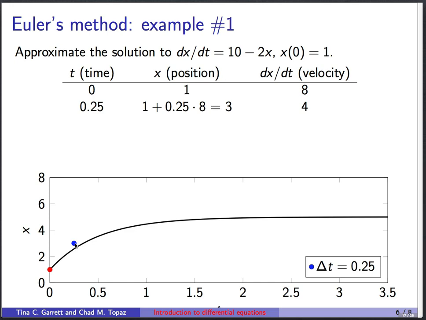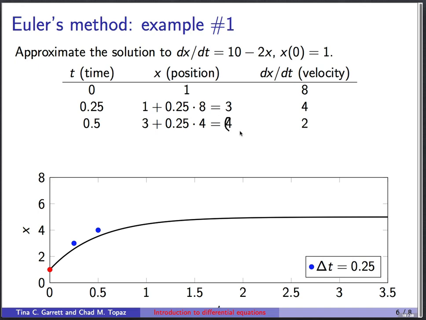Now we're going to repeat this. I'm going to ask, at this new position, what's my velocity? Well, my position is 3, so I plug that into the velocity rule. 10 minus 2 times 3 is 4. Okay, so now I'm driving at 4 miles per hour. And I'm going to drive for an additional quarter of an hour. And if I do that, the time is now 0.5 hours, and my new position is my previous one, which is 3, plus I drove an additional quarter of an hour at 4 miles per hour. I'm driving very slowly. That's an additional 1 mile. 3 plus 1 is 4. So my new position is 4.